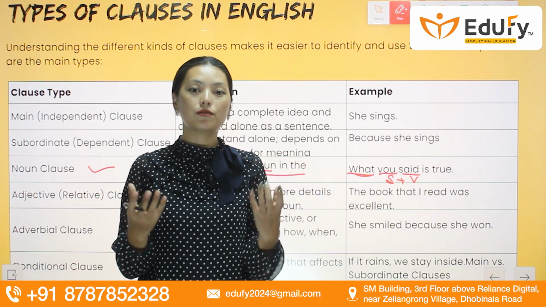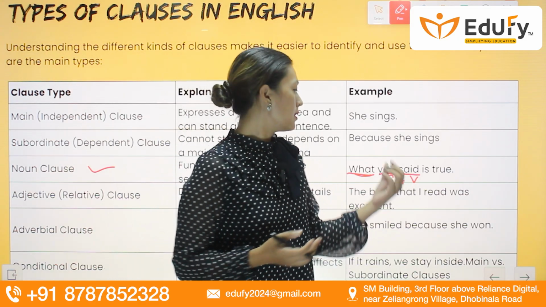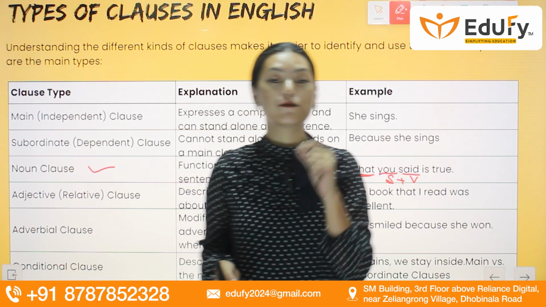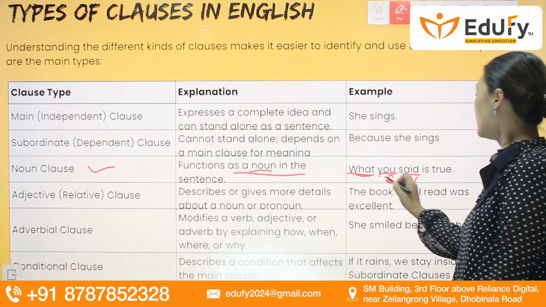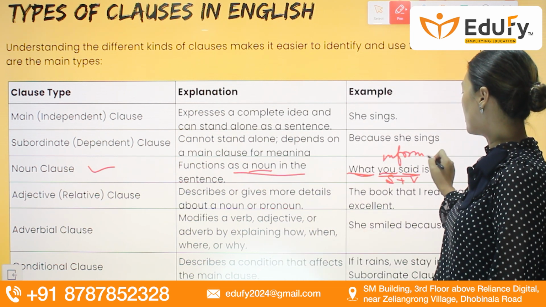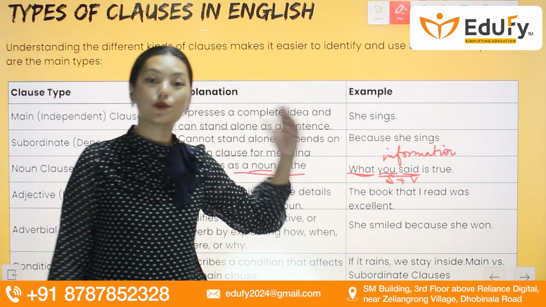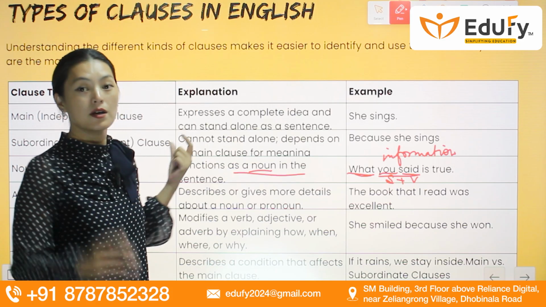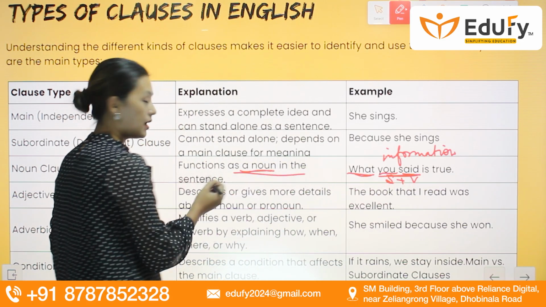Now we have a subject and verb that form clauses. I think we know that now, right? But here, the words what you said mean the information that you gave is true. Yes or no? So basically, what you said has become the noun, which is the information. So the information provided is true. That's what I'm saying. Yes? So what you said becomes the noun clause because of the fact that it performs as a noun in the sentence.